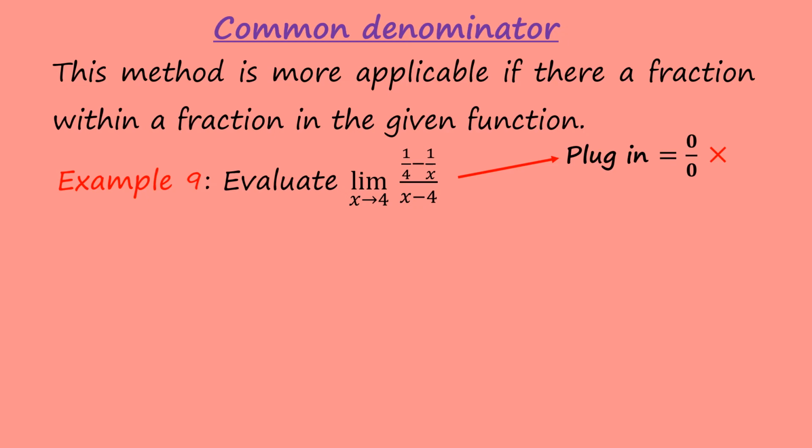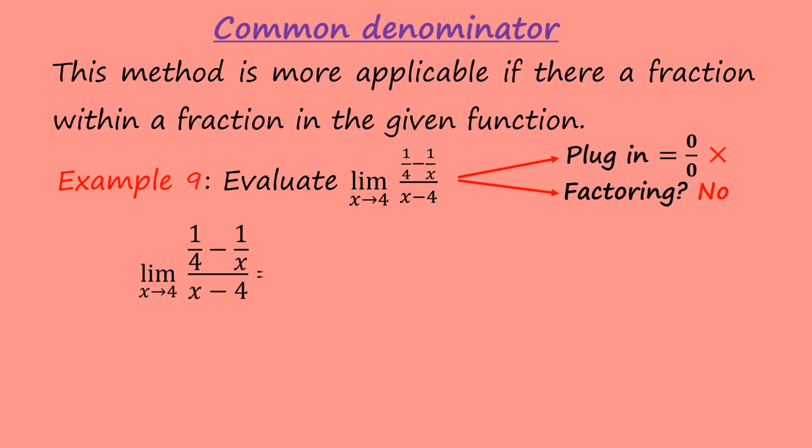The next is that, is the factoring method suitable? We see that we cannot factorize, therefore factoring method is not suitable. So the next thing we need to do now is to find the common denominator. And for us to find the common denominator, we are going to express it in this form. So it becomes x minus 4 over 4x over x minus 4.